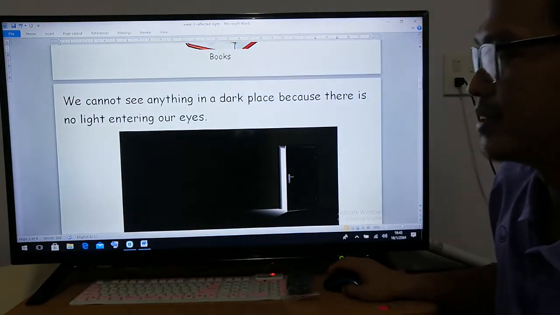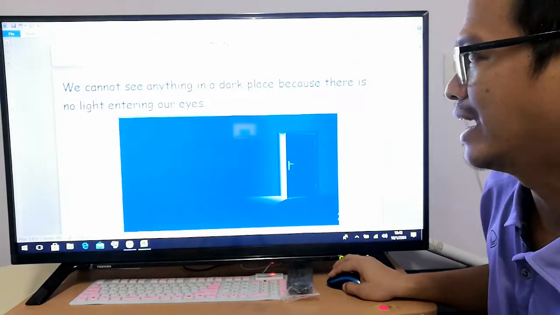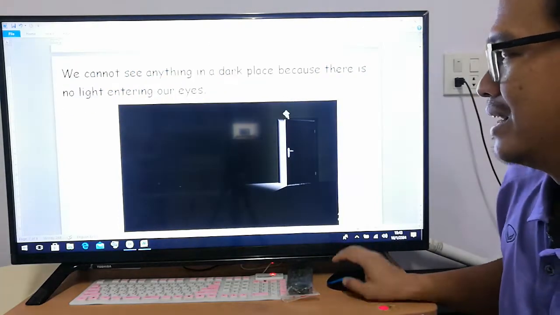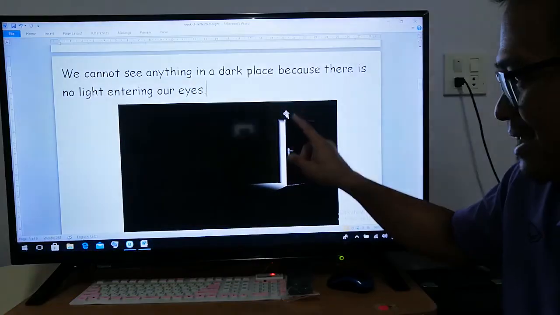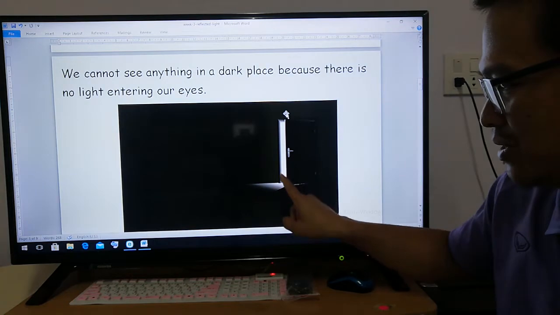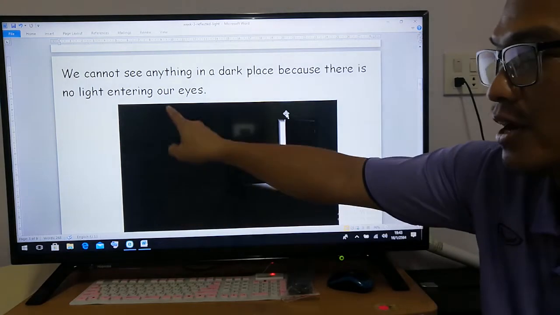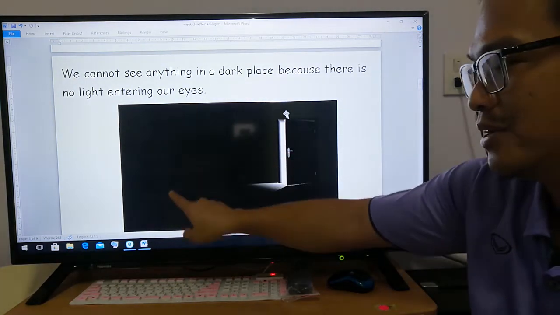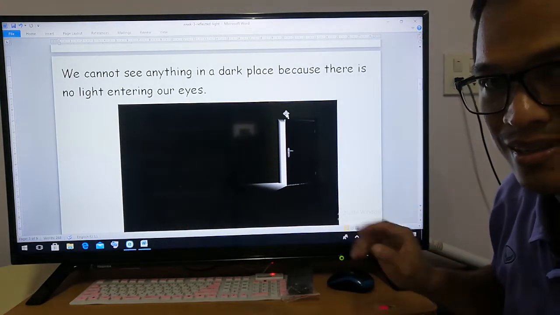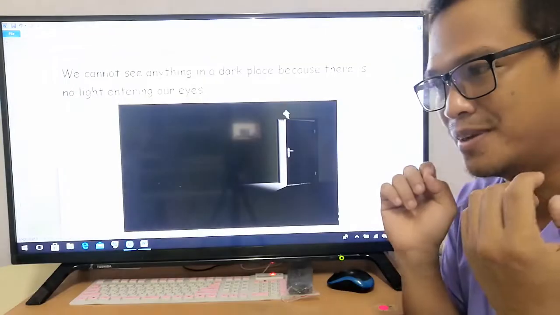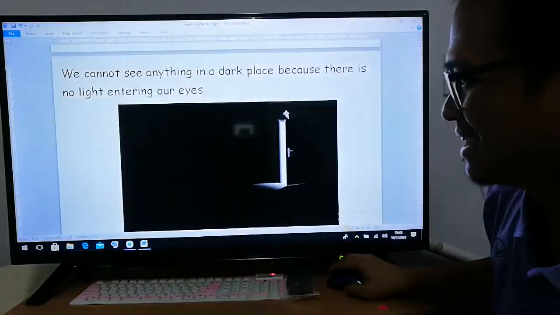In this image, we cannot see anything in the dark place because there is no light entering our eyes. This is a dark room. In this part, there's a small light entering, so we can see something here. But in this part, it's very dark and we cannot see anything. Why can't we see anything? Because there's no light in this part. Do you understand? If the room is dark, we will have a hard time seeing things. Next.